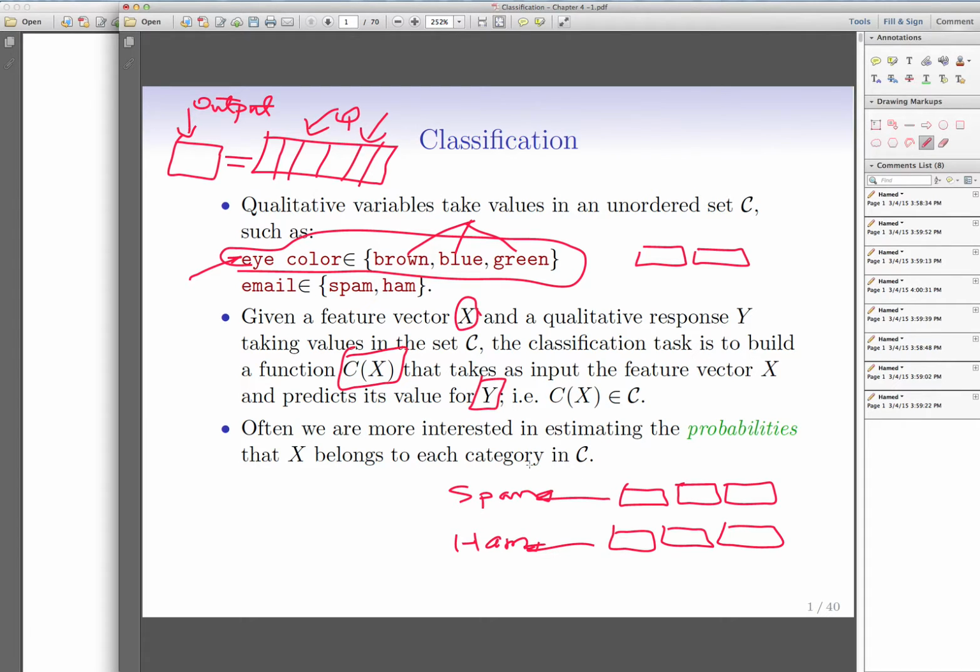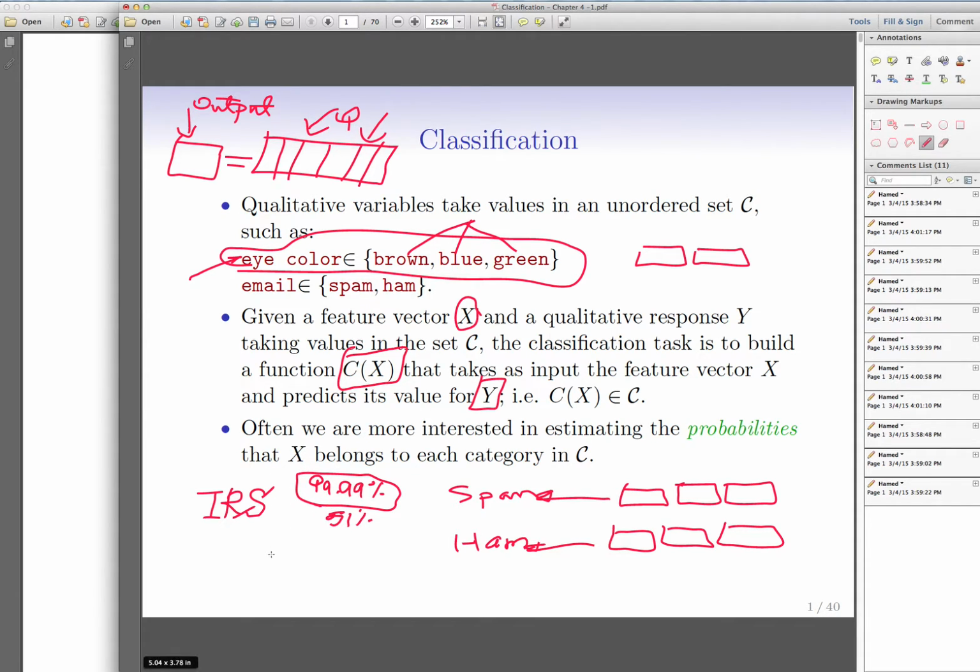Or for instance, when the IRS wants to go after people and audit them, they go after the most probable fraudulent tax filers. So let's say one person has a 99.99% chance of having a fraudulent outcome, and one person has 51%, they would definitely go after the 99.99% because they don't have enough resources to go after every single one of their suspicions.